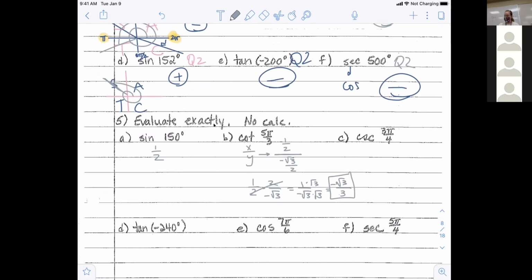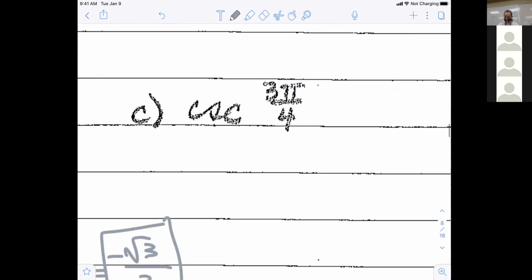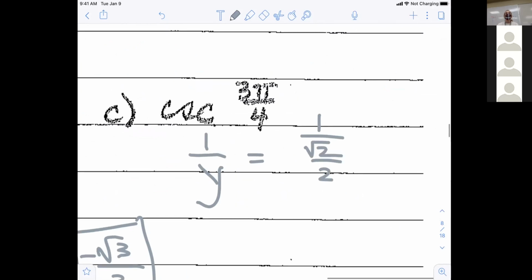Let's try the next one. Cosecant at 3 pi over 4. Cosecant is what in terms of x and y? 1 over y. Root 2 over 2. We've done this enough times today. Does anyone remember how this simplifies down, since we've done it like 4 times? It's just root 2.